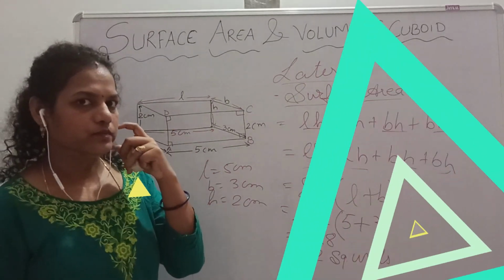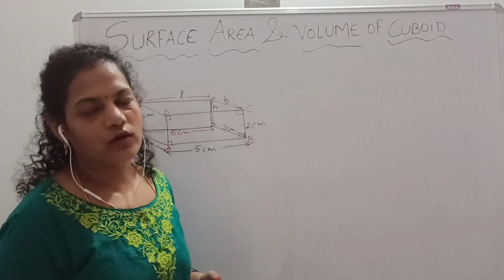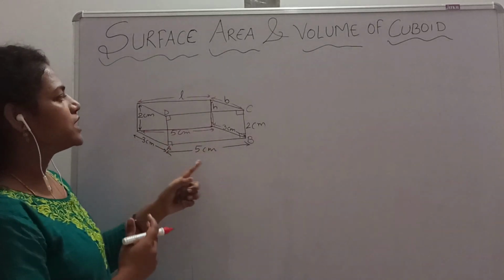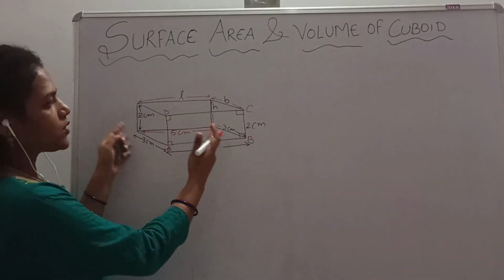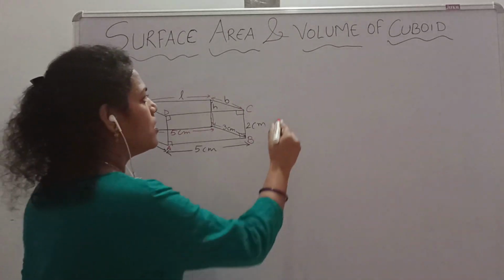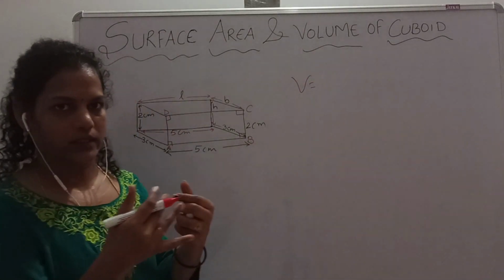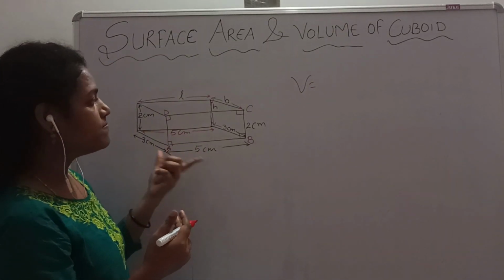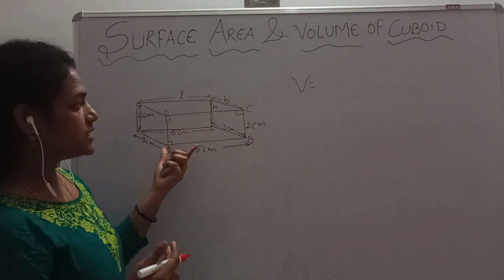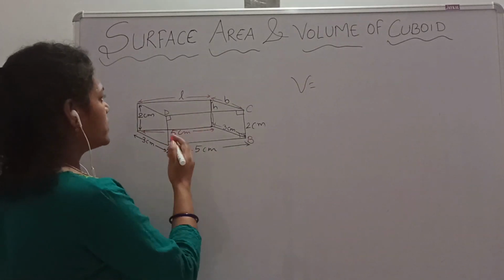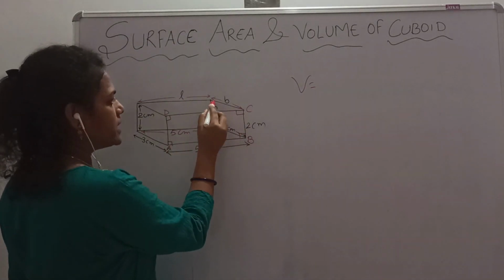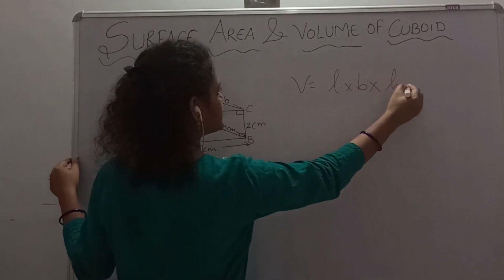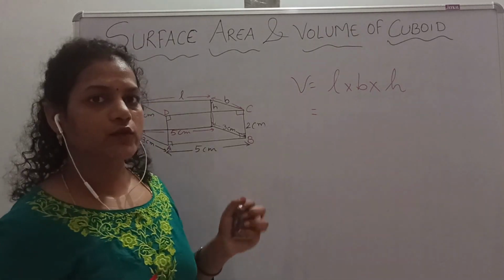Now we will see volume. So friends, we will start with the volume of a cuboid. Volume means, see friends, the volume of a cuboid means how much space is occupied by this cuboid. That is your volume. Means how much space it occupied, you can say. See, volume always means the product of its dimensions. What you find here: its dimensions, length, breadth and height. So L into B into H. So this is your volume of the cuboid.